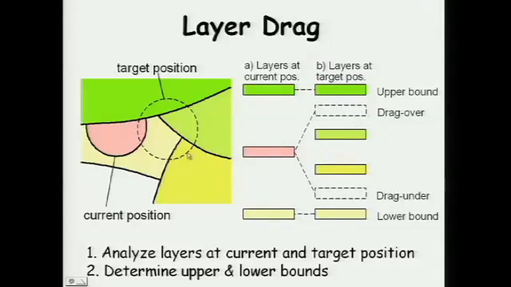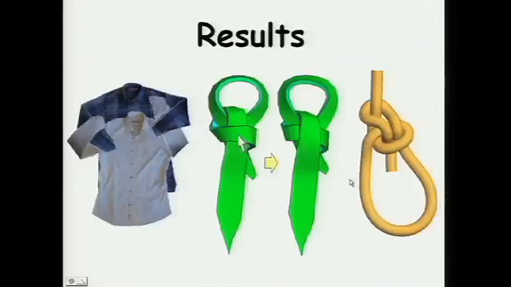I already showed the main results in the demonstration, so I won't go into details, but one example is the tie. This has a fairly complicated layer structure underneath, and if you click here, you can quickly get this kind of result, without changing other locations.